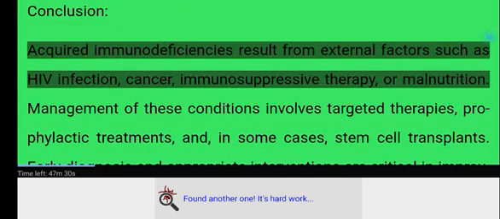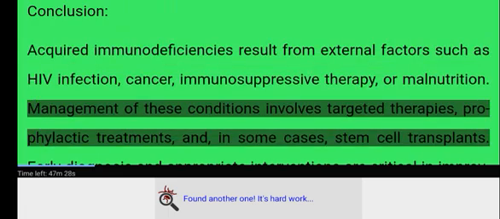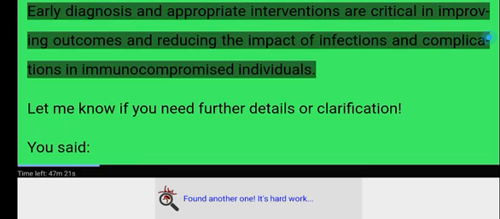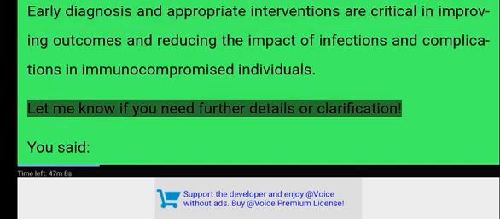Conclusion. Acquired immunodeficiencies result from external factors such as HIV infection, cancer, immunosuppressive therapy, or malnutrition. Management of these conditions involves targeted therapies, prophylactic treatments, and, in some cases, stem cell transplants. Early diagnosis and appropriate interventions are critical in improving outcomes and reducing the impact of infections and complications in immunocompromised individuals. Let me know if you need further details or clarification.